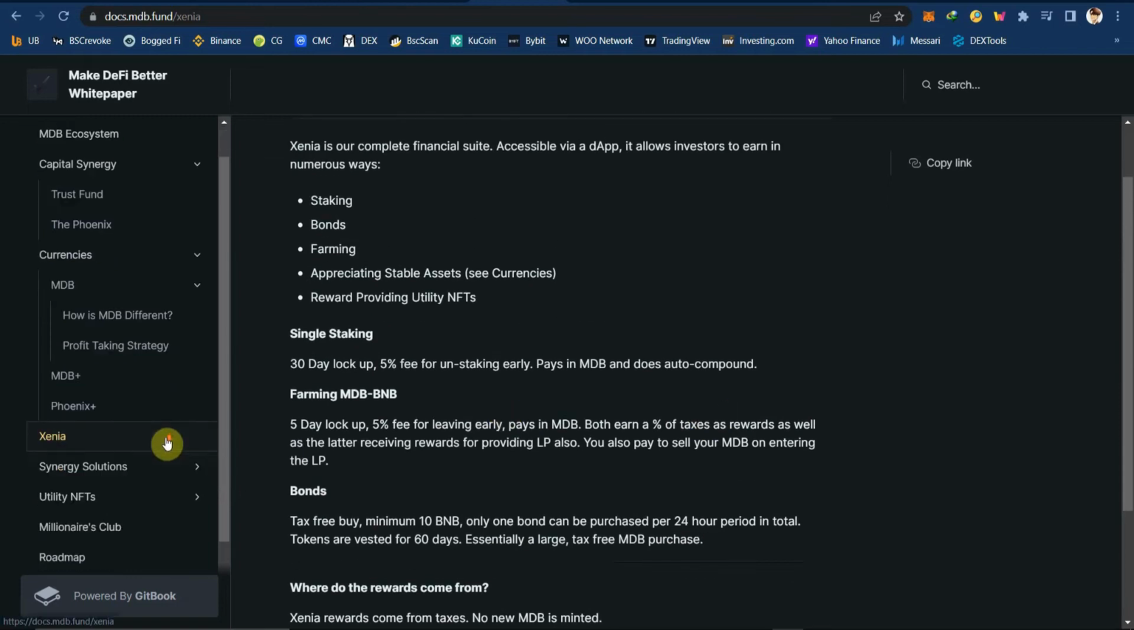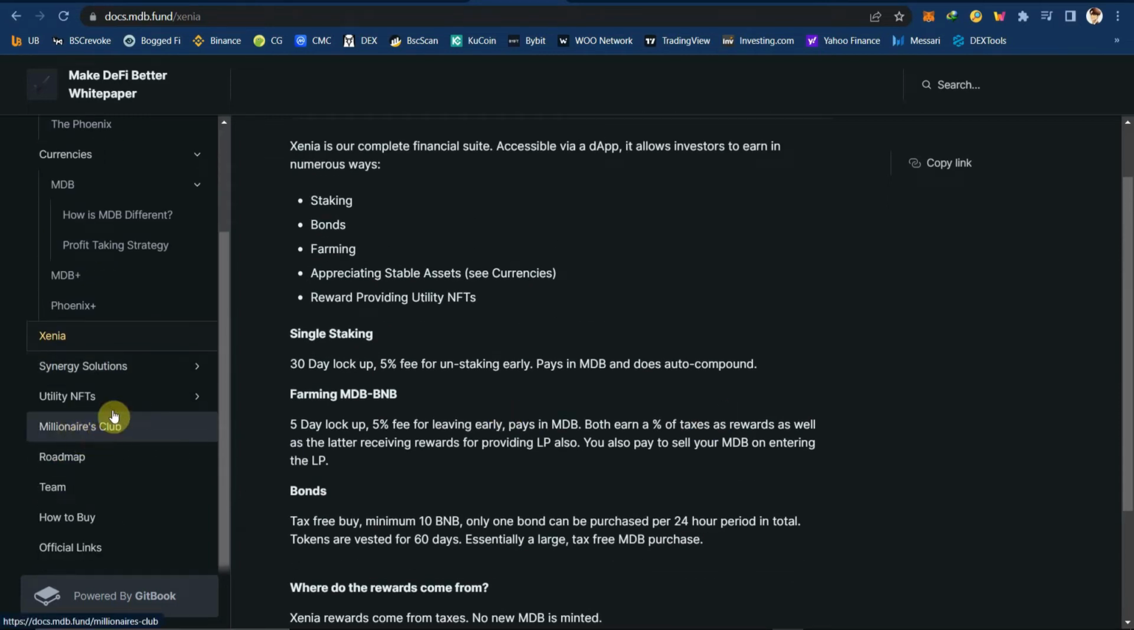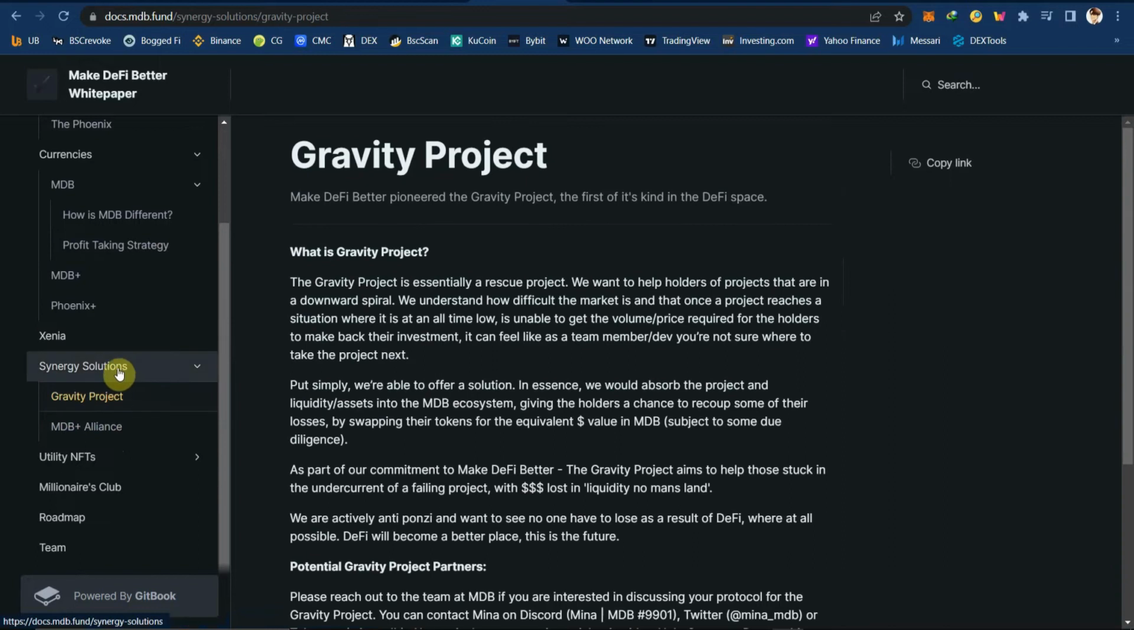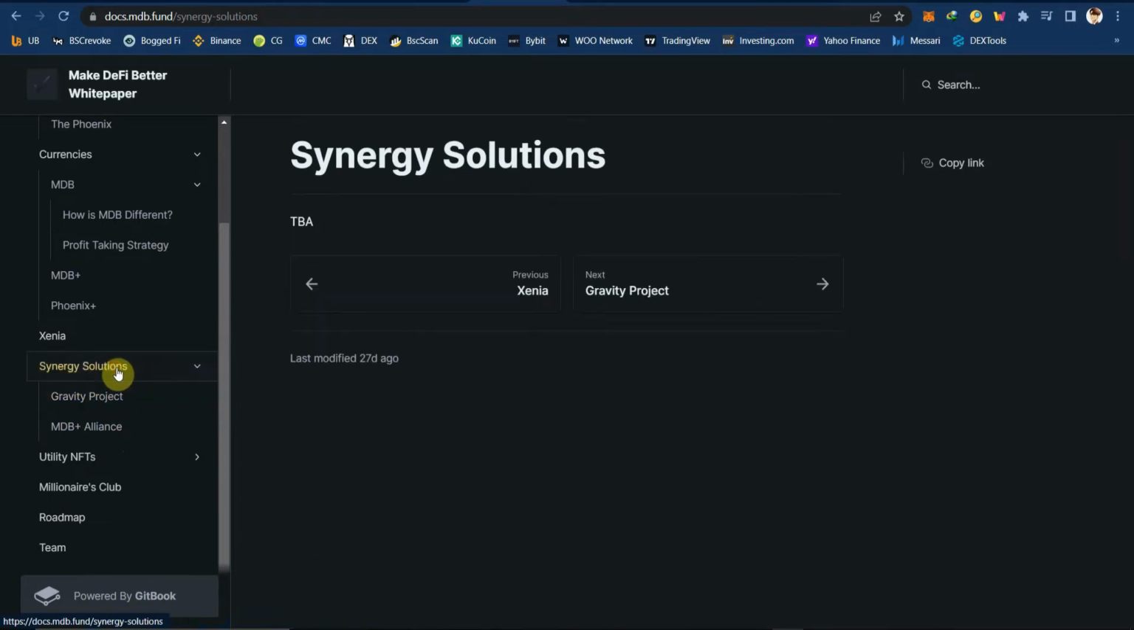Okay, so of course they also have the Millionaires Club. I think you need to spend between $500 and $700. Yeah, somewhere there. And there's also the NFTs. If you buy NFTs, you also get an extra percentage of income when you purchase an NFT. But I think this is already closed, but let's see. And then Synergy Solutions, these are just related to the project. Okay, let's skip that. And I want to go to Zinnia.